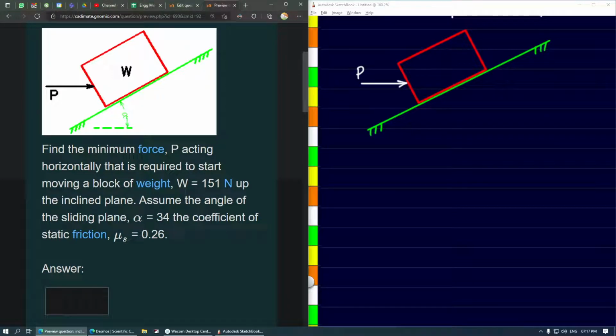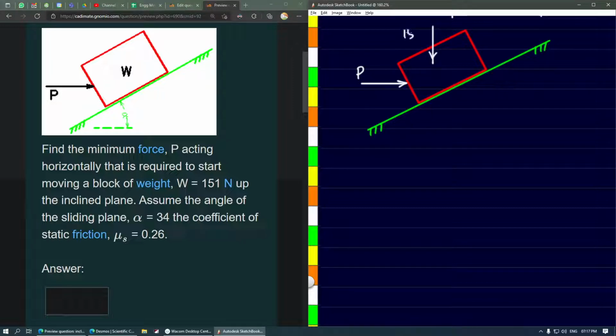So you can see this is a block W standing here on the slant plane, which is inclined at angle alpha. We are trying to push this block upwards with a horizontal force P. The weight has been given as 151 newtons that will be acting downwards. We have to find the force P in the horizontal direction that will start the motion of the block in upward direction. So this is the direction of motion.